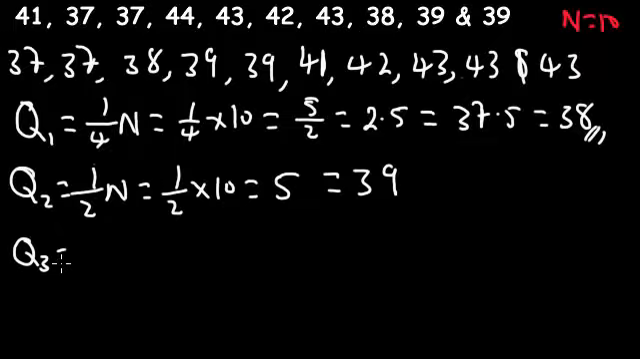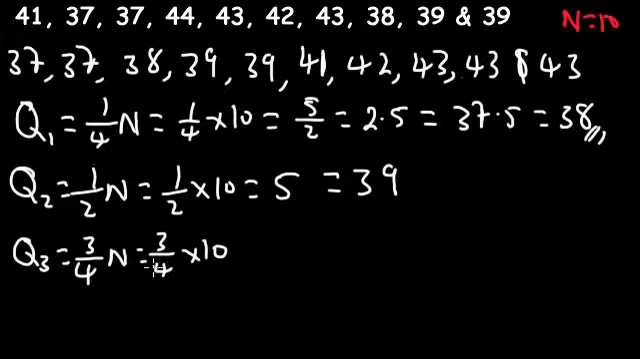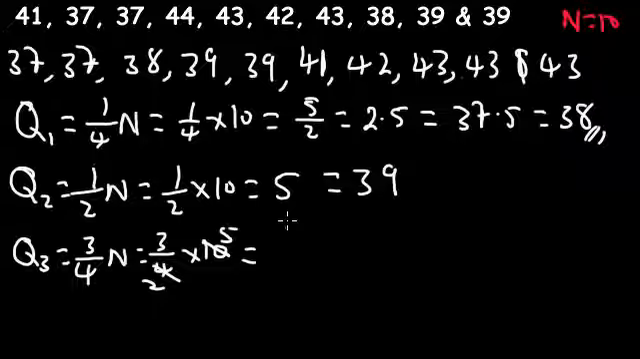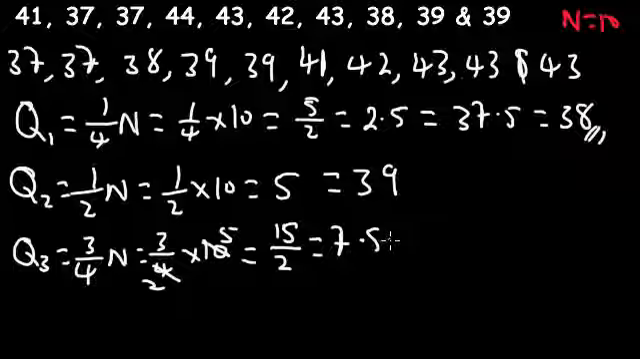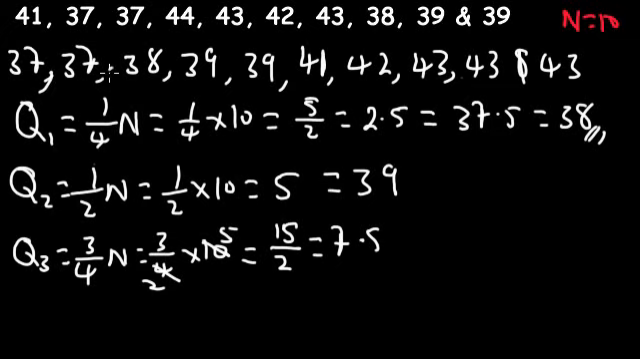Now what about Q3? Q3 is 3/4 of n, and that's 3 over 4 times 10. 2 reduced to 2, 2 reduced to 5. Then we have 15 divided by 2, which results in 7.5. So we need the data at the 7.5th position. First, second, third, fourth, fifth, sixth, seventh, then we have 8. So 42 plus 43 divided by 2 is 42.5, which is not among the distribution. So 43 is good to be selected. So that is our Q3.